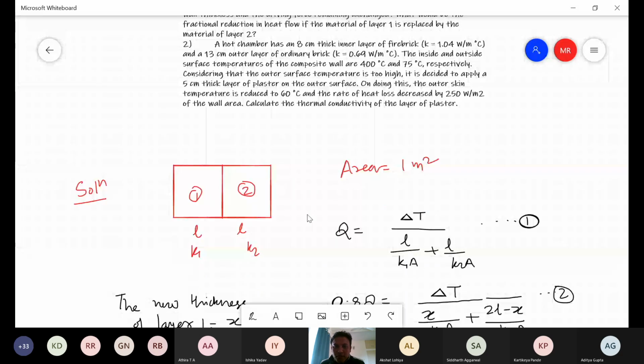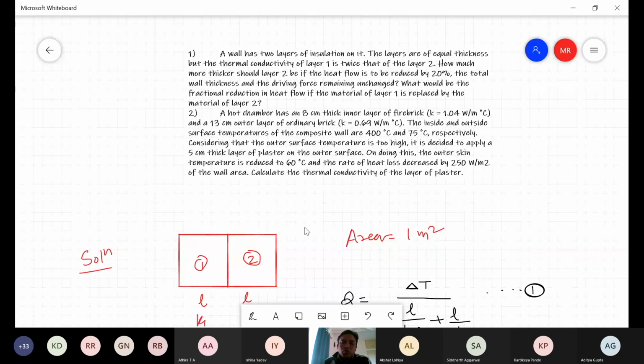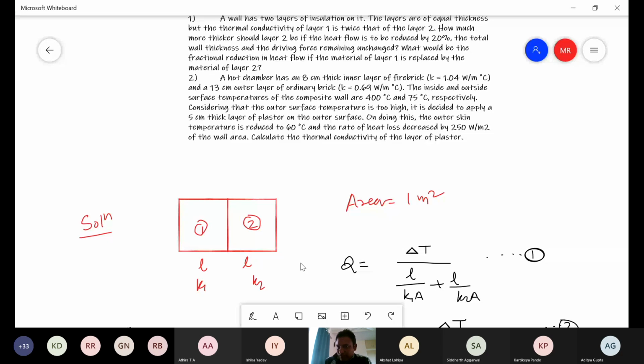Okay. So there is a layer 1 and layer 2. Both have the same length L. Again, the thermal conductivity of layer 1 is K1. Similarly, the thermal conductivity of layer 2 is K2. Now what has been given in the problem is, the thermal conductivity of layer 1 is twice that of layer 2. That means K1 is equal to 2K2. That is what has been given.